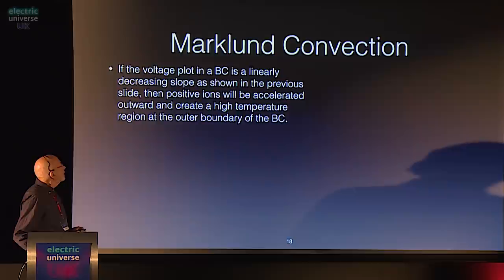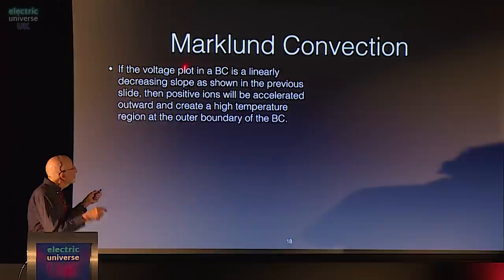And he came up with the idea that if the voltage plot in a Birkeland current is linearly decreasing, as we saw this was, then positive ions will be accelerated outward and create a high temperature region at the outer boundary of the BC. That's what we just said. So what?